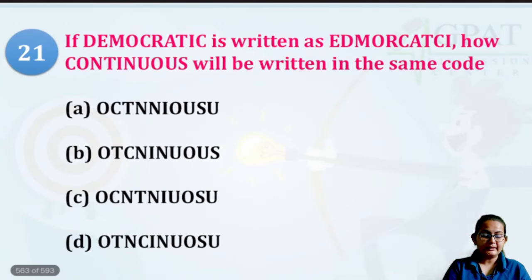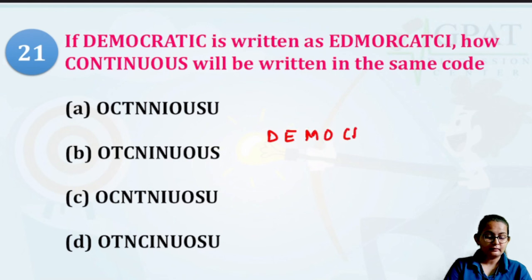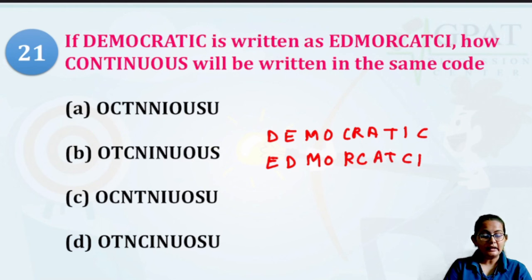Then is question number 21. It says if democratic is written as edmo, something is written. So let me see. Democratic is written as edmo RCATCI. Then how this continuous could be written? Now check out what they have seen. This has been reversed. E is coming first and then D in the coded form. This is a coding decoding question. Then MO remains the same. AT remains the same. So there is an alternative reversing of the alphabet.